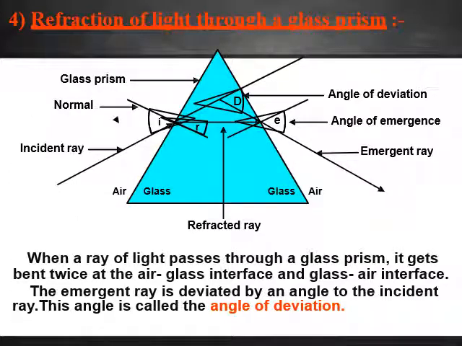Refraction of light through a glass prism. When a ray of white light passes through a glass prism, it gets bent twice, at the air-glass interface and at the glass-air interface. Now, the emergent ray is deviated by an angle to the incident ray. This angle is known as angle of deviation.